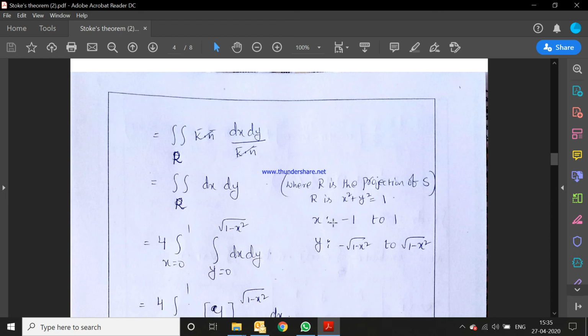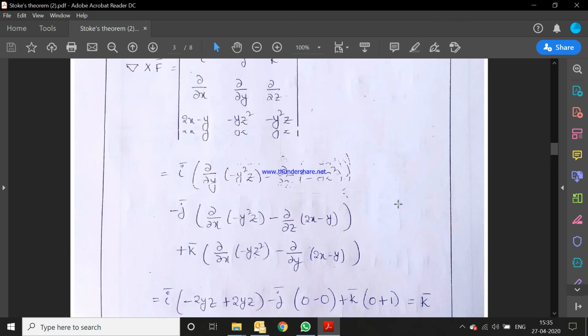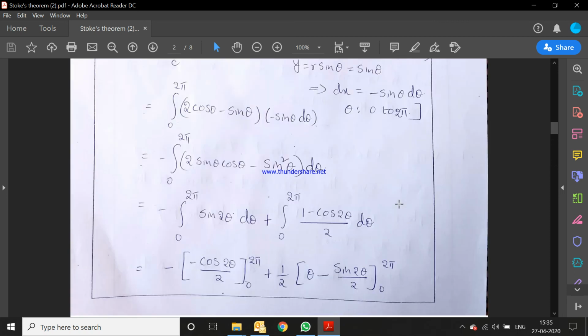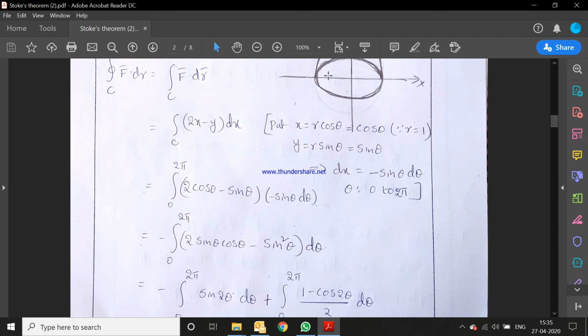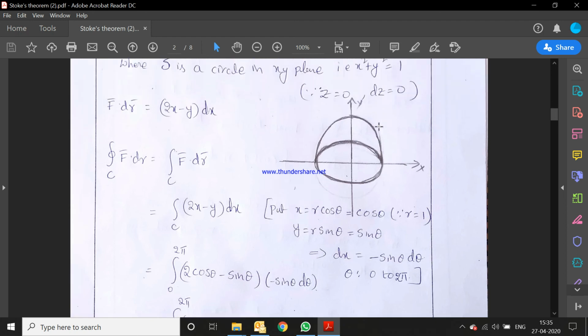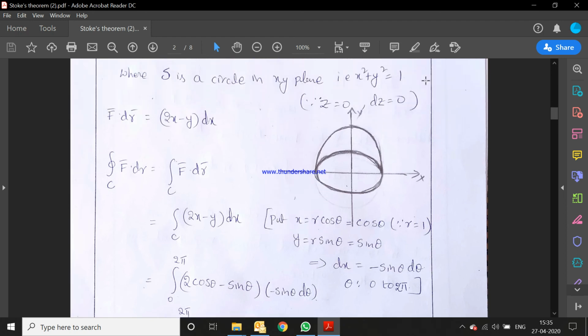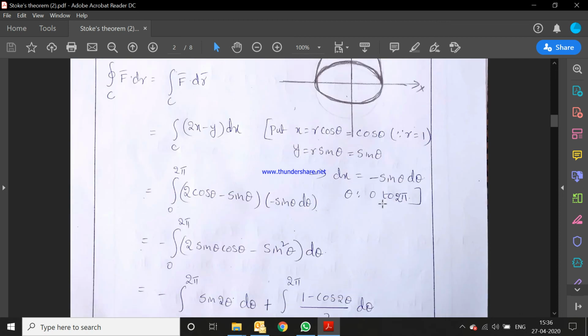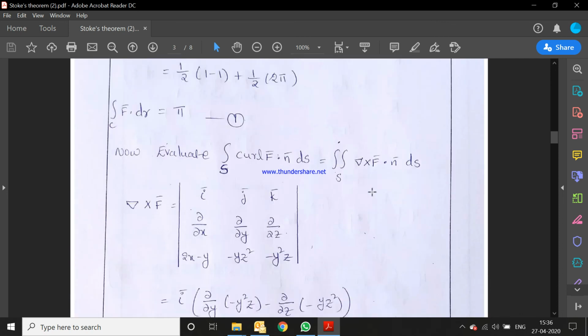So here the x limits cover the total complete circle. Complete circle means the limits for x are minus 1 to plus 1, because the radius is 1. The y limits: from this equation, y square is equal to 1 minus x square, so y is equal to under root of 1 minus x square. So y goes from minus under root of 1 minus x square to under root of 1 minus x square. By using these limits we find the integration.